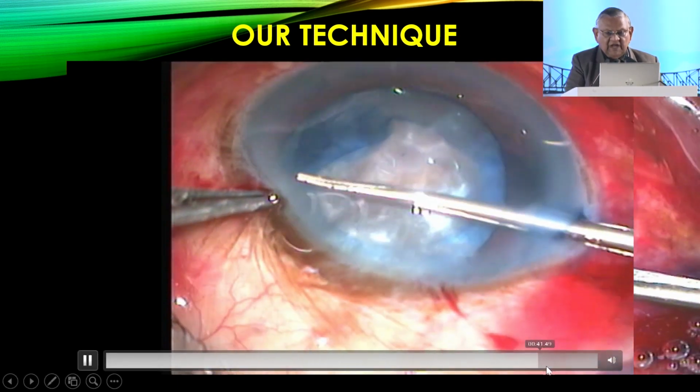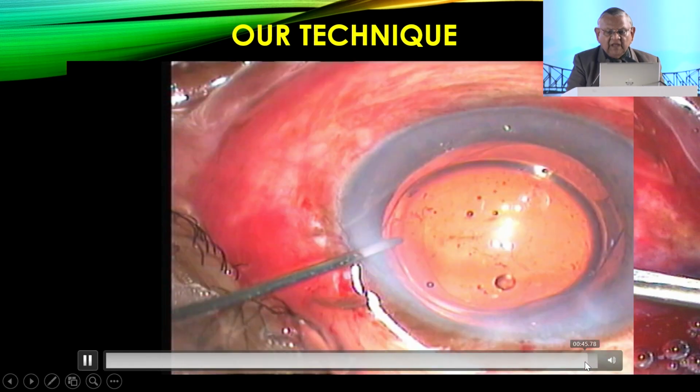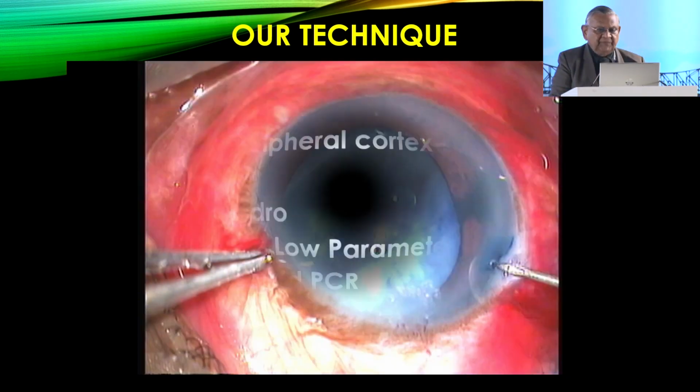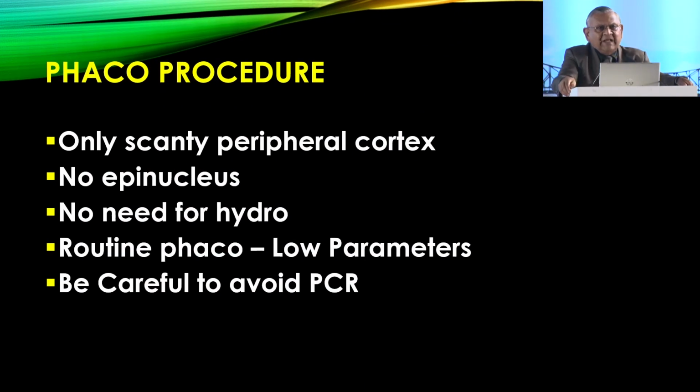And once it is done, you can go ahead with the regular phaco surgery. Now, regarding the phaco procedure, we have to be very careful because there is hardly any peripheral cortex. There is almost no epinucleus. All you come across is the nucleus. So no need for really good hydro, and routine phaco is enough.